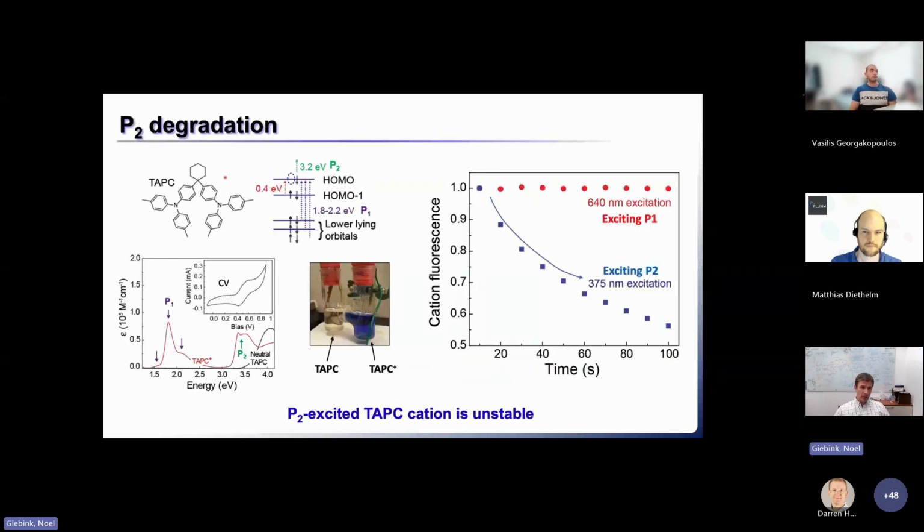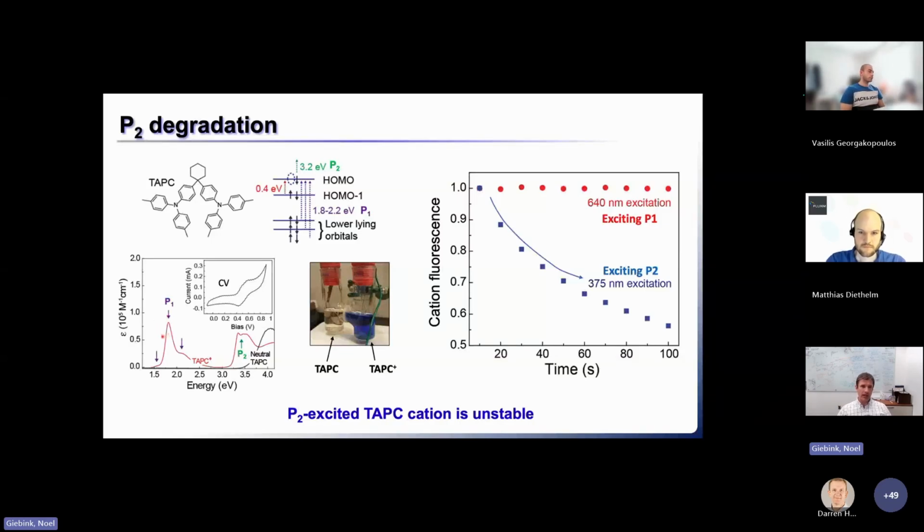Now, another molecule, also a hole transport molecule, is TAPC. It has all of the same features. You've got your P1 transition in the red, P2 transition in the blue. And one of the interesting things about TAPC is that its cation has measurable fluorescence. So there's actually a Franck-Condon mirror of these P1 transitions here that will fluoresce, albeit very weakly. But you can measure it.